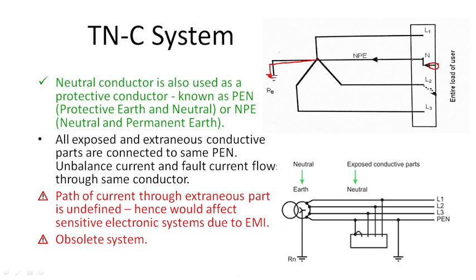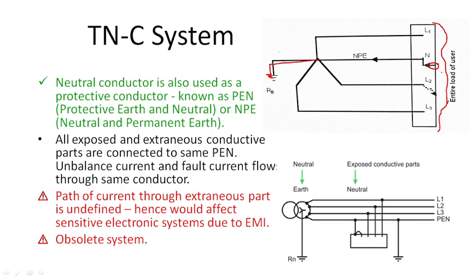PEN stands for protective earth and neutral, or neutral and permanent earth. The advantage here is that you don't need to provide independent earthing at the source as well as your load side. One earth will do. But the problem is the current path through the extraneous path. That is, this is the extraneous path. That is normally not properly defined.